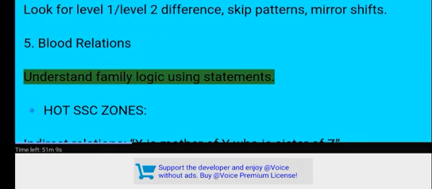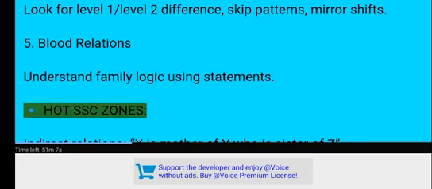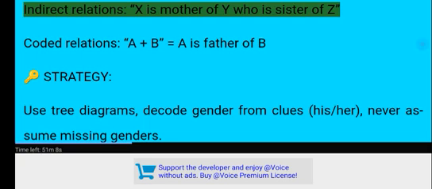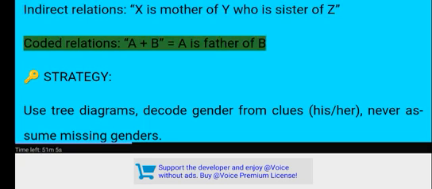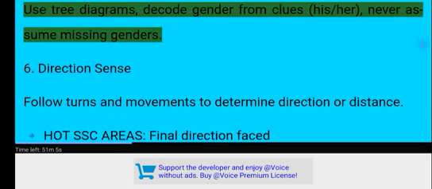5. Blood relations. Understand family logic using statements. Hot SSC zones. Indirect relations: X is mother of Y who is sister of Z. Coded relations: A plus B equals A is father of B. Key strategy: use tree diagrams, decode gender from clues like his and her, and never assume missing genders.